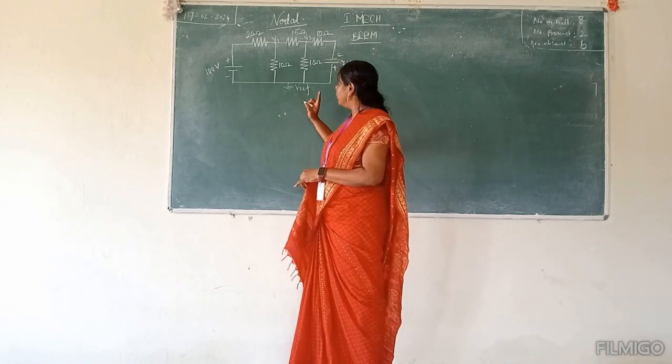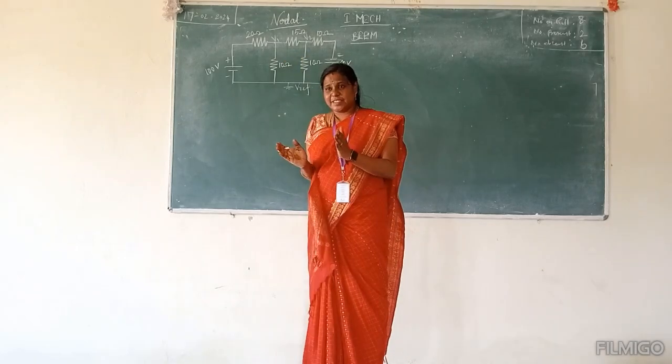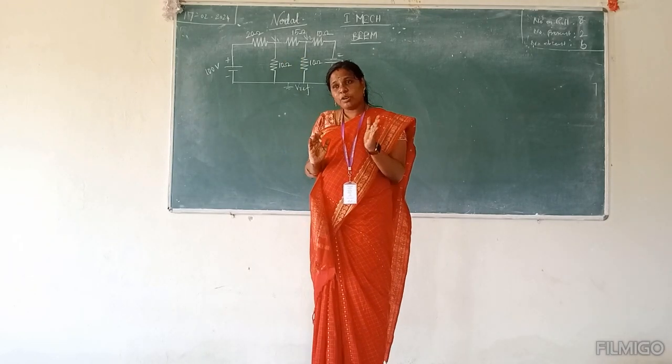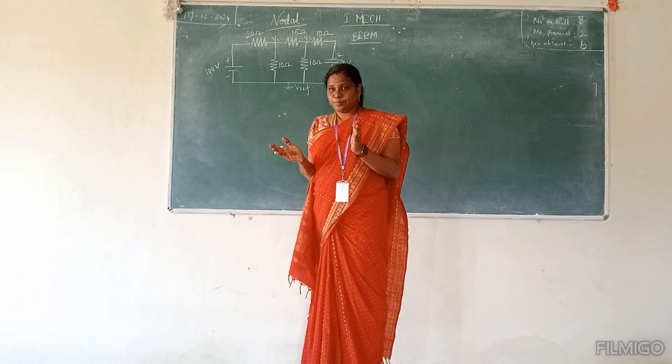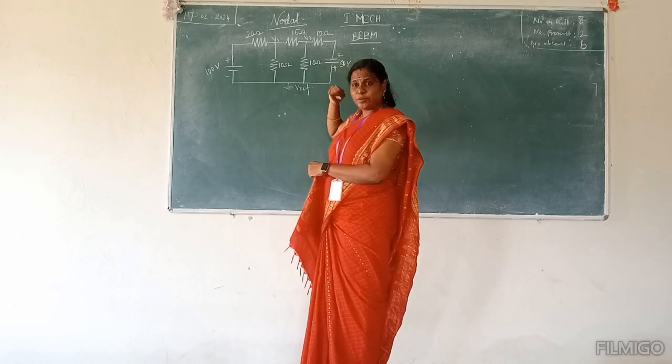So the reference node will always be only one. Right? Here, if you have a center resistor like this, it is a separating resistor. Before that we have one node, and after that we have one node. So there are two nodes. Right? Now, next what should we do?